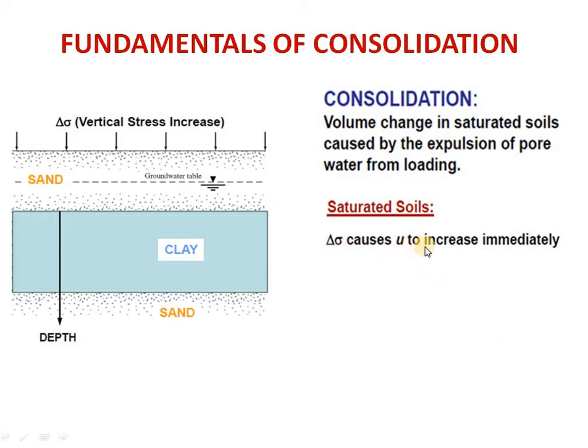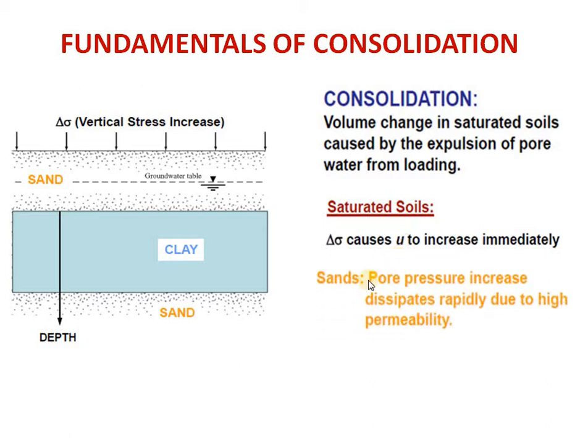Delta sigma causes U to increase immediately. So delta sigma is the vertical stress and U is the pore water pressure. In sand, the pore pressure increase dissipates rapidly due to the high permeability. As sand has very high permeability, since the passage of water is very good, it doesn't take the water and expand or swell. It just drains the water from the grains of sand. So the pore water pressure increase dissipates because of high permeability.